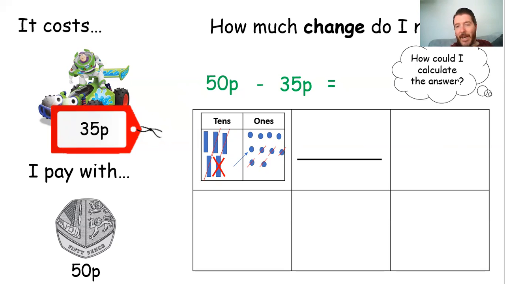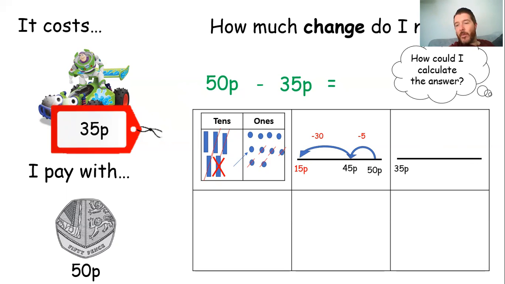Okay, you could use a number line. Start at the far end because that's your highest number, your total. You're only going to be counting backwards. Then we count back. First of all, I'm going to count back 5 to get to 45. Then I'm going to count back the 30, which takes me to 15. So that would be 15p.